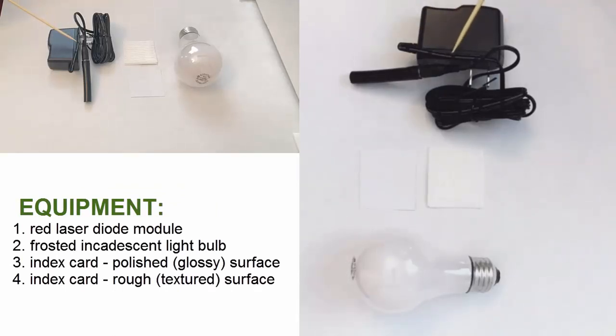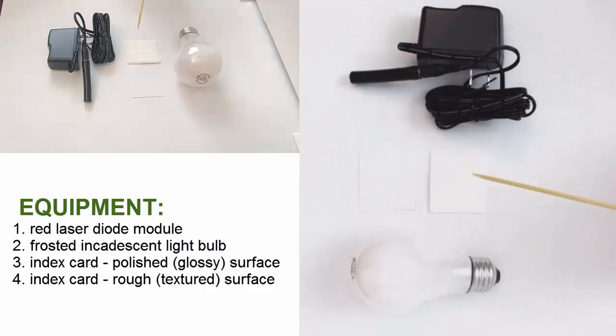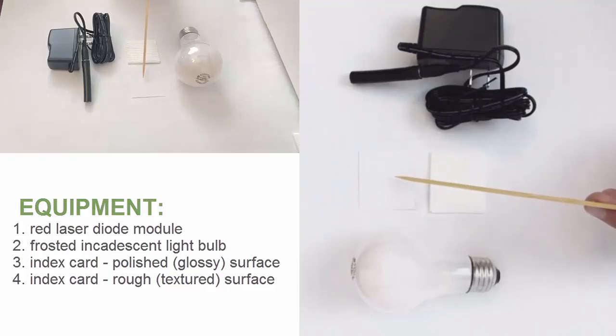Here's the equipment that we are going to use in this lab: a red laser diode module, a frosted light bulb, which should be an incandescent light bulb, and two small cards. One is made out of paper or card with a glossy white surface, and another one imitates a very rough surface. I used a piece of paper towel that's been glued to a cardboard, and so that's going to be my card with a rough white surface, and this one has a very glossy smooth white surface.